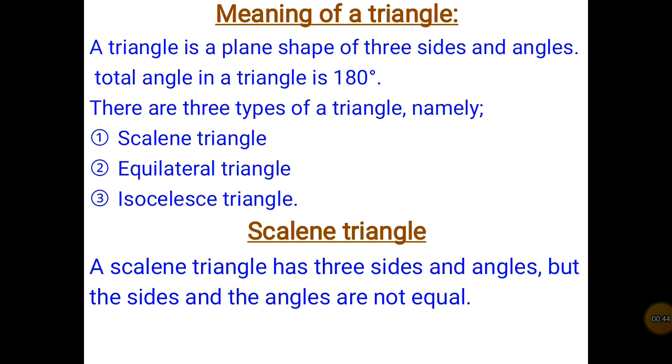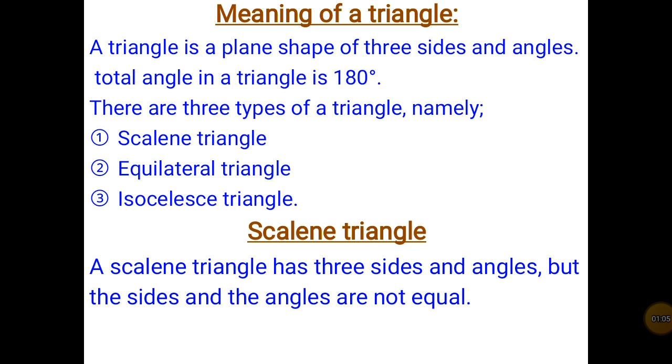Now, to start with, we have the meaning of a triangle. A triangle is a plane shape of 3 sides and angles. Total angle in a triangle is 180 degrees. There are 3 types of a triangle, namely 1. Scalene triangle, equilateral triangle, isosceles triangle.